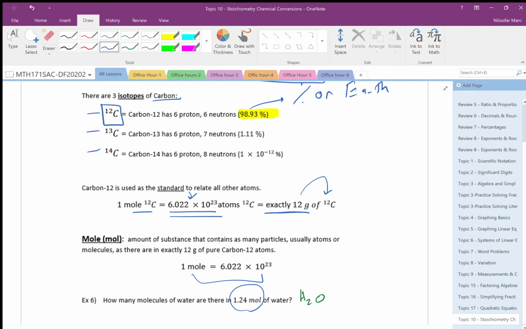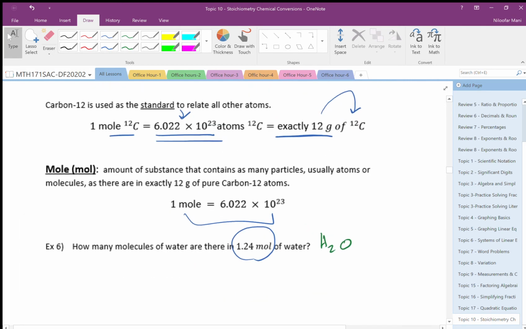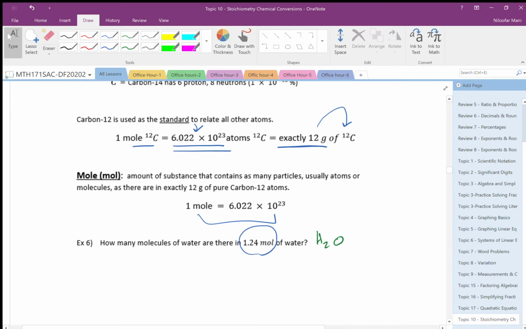Okay, so what is 1 mole? 1 mole is the amount of substance that contains this many particles, usually atoms, for example. If I say 1 mole of atoms, it's this many atoms. And if I say 1 mole of water, this means this number of molecules of water, because water is a molecule, a combination of some atoms. So usually 1 mole means this number of atoms or this number of molecules.